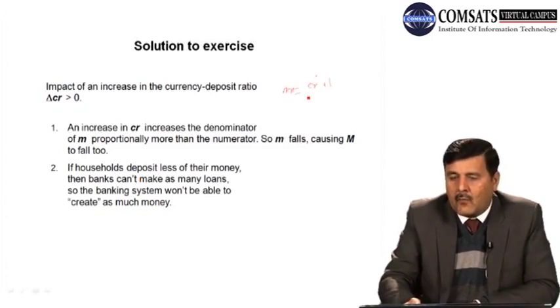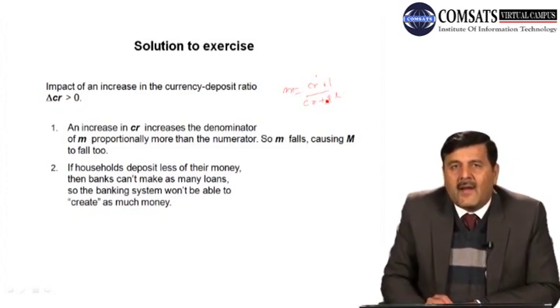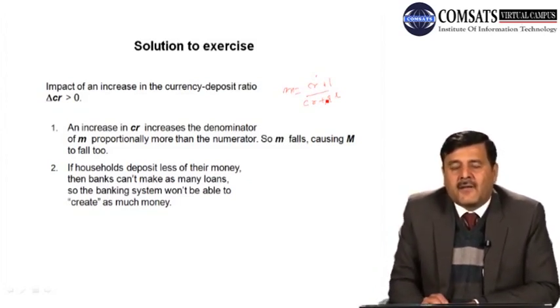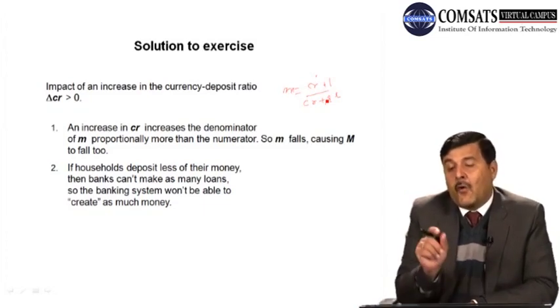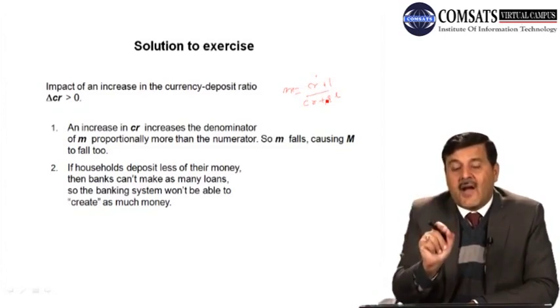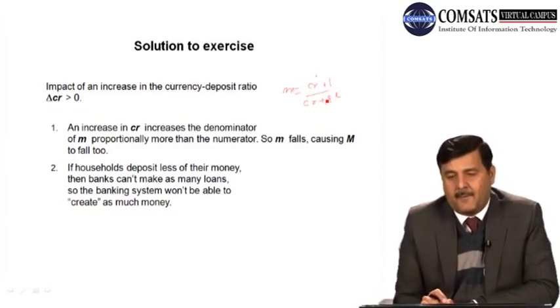CR plus 1 over CR plus RR, right? Now what is the question? If there is an increase in CR, the currency deposit ratio, then what will happen? The denominator, the one below, what will it be? It will increase, because you see RR is also adding up in it. So it increases the denominator of m proportionally more than the numerator.